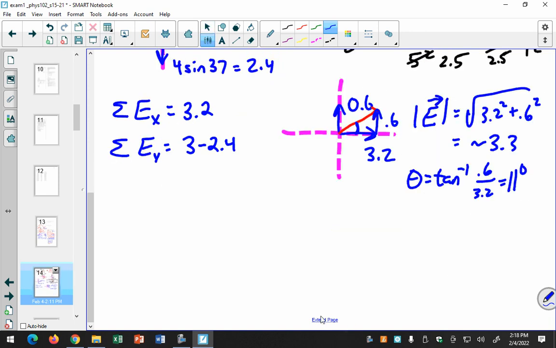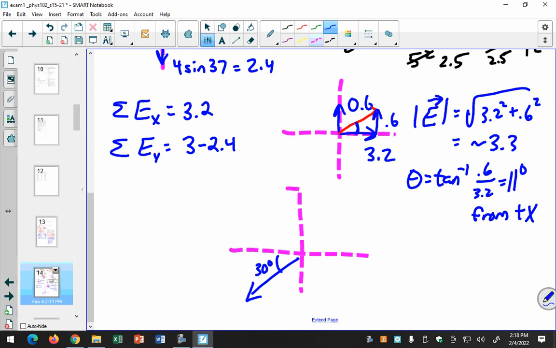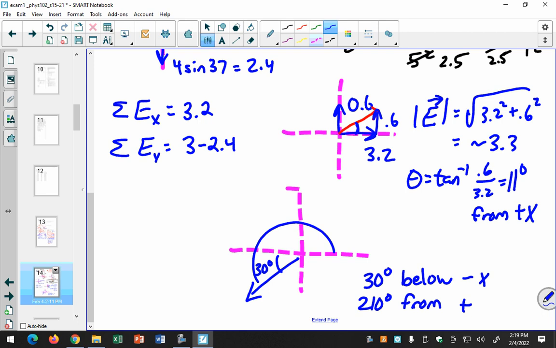I always need to qualify my angle. That would be 11 degrees from the plus x, or 11 degrees above the plus x. Beware that if I'm dealing with a vector that's in some other quadrant, like right here, for example, there are 2 ways. Let's say that this is 30 degrees. I could say 30 degrees below the negative x. Or I could say 210 degrees from the plus x. Either of those would be correct.